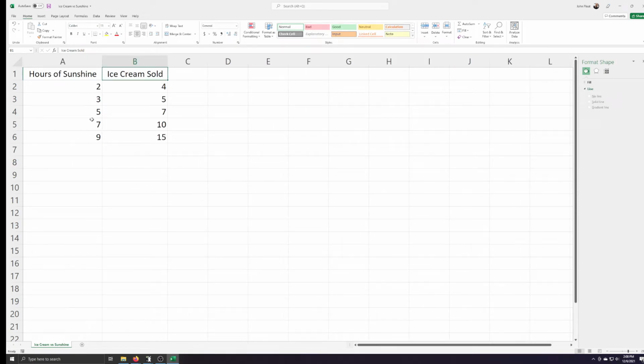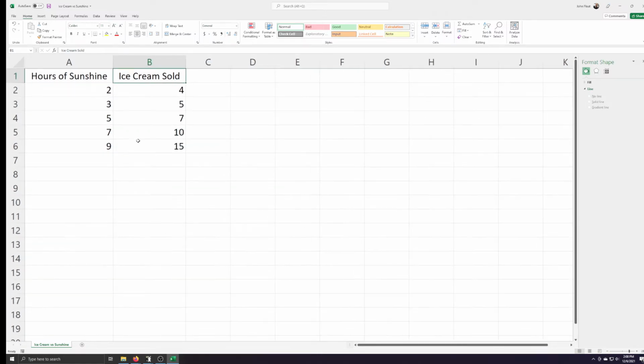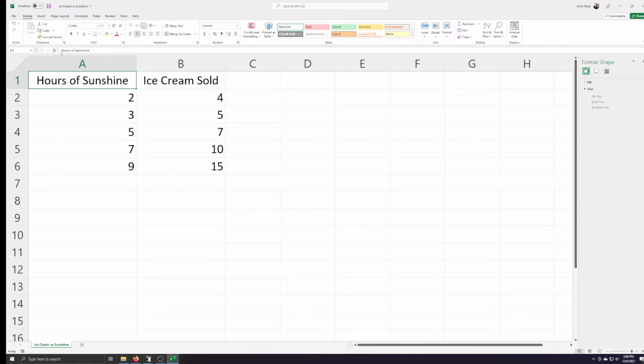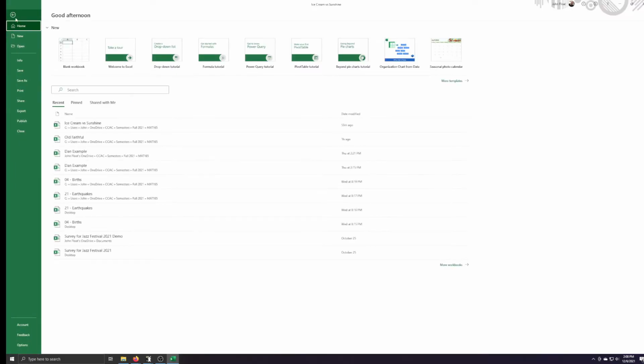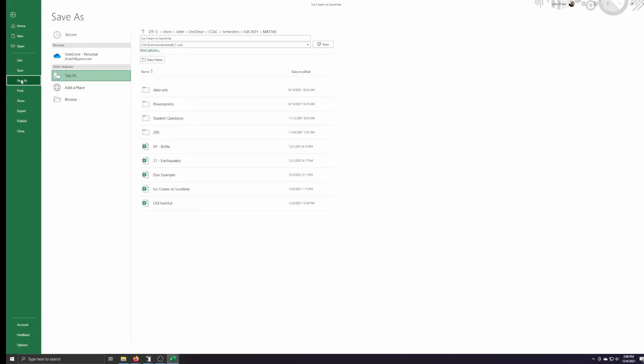All right, so the first thing you want to do is just go ahead and type in all of your data values. So remember, X equals hours of sunshine and Y equals ice cream sandwiches sold. If you want to use SALT, type it in, click File, click Save As, and you want to save it as a CSV, which is comma delimited.